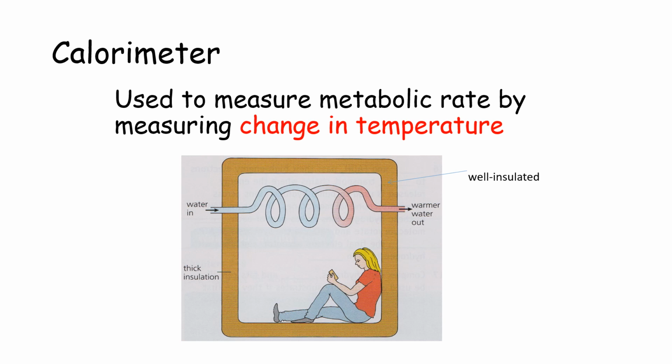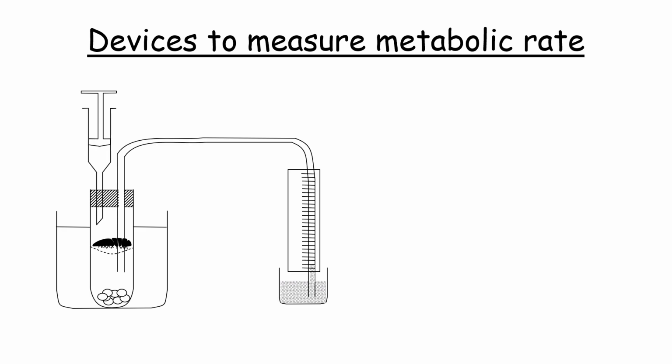So for instance, if the water going in was 10 degrees and the water coming out was 30 degrees, the change in temperature would be 20 degrees. The higher the change in temperature, the more heat is being given off, which means that person has a higher metabolic rate.